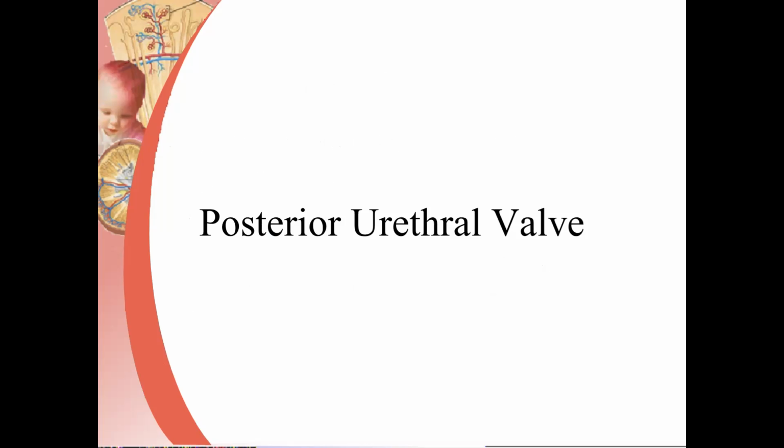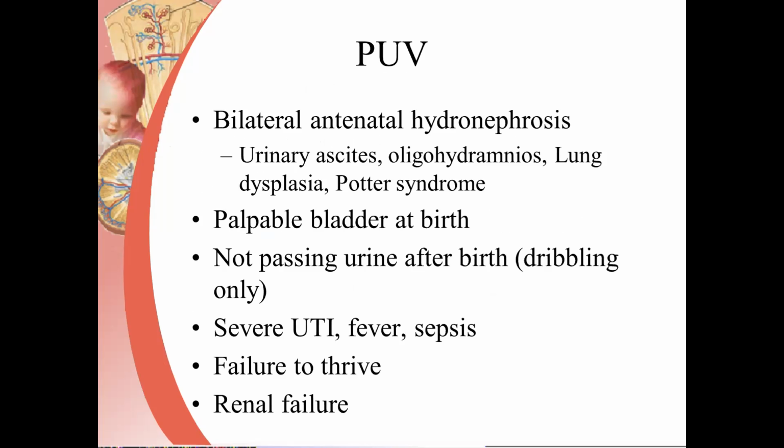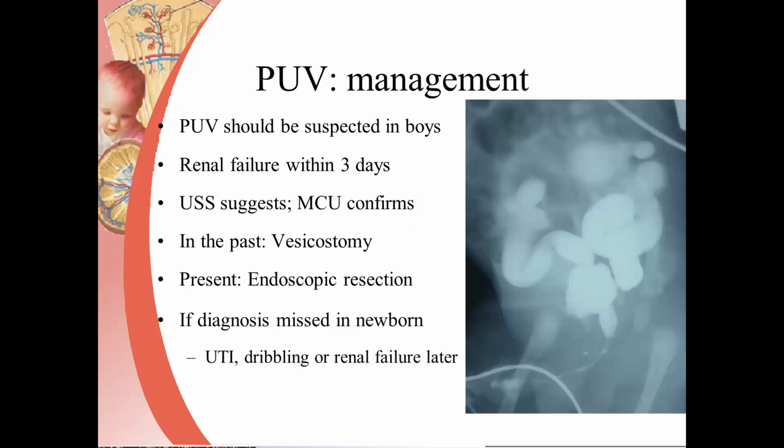Now, one of the important causes of vesicoureteric reflux is posterior urethral valve. It often presents with bilateral antenatal hydronephrosis, palpable bladder at birth, not passing urine after birth, dribbling only. They can present with severe urinary tract infections, fever, or urosepsis, then failure to thrive, and they may even progress to renal failure. So the important thing is to suspect posterior valve in boys with bilateral hydroureteronephrosis. Ultrasound can be suggestive of this particular bilateral hydroureteronephrosis, and then an MCU or voiding cystourethrogram confirms the caliber change. The posterior urethra is dilated, anterior urethra is narrow, bladder is abnormal, and there is a bilateral grade 5 reflux, which is a secondary reflux.